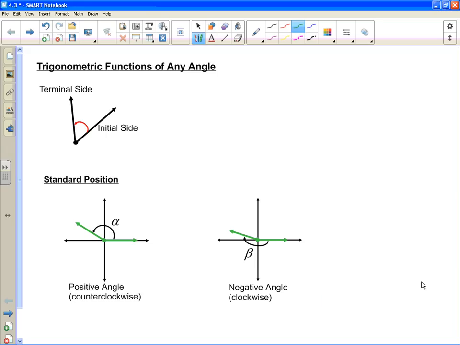Okay, we are going to talk about trig functions of any angle, and the first thing we want to talk about is that if I have an angle, I have an initial side, which is one ray, and then I have the measure of that angle, which we call theta, almost all the time really in this class, and then we have our other side of our angle, which is our terminal side.